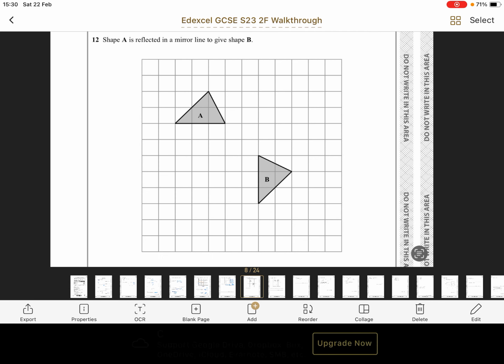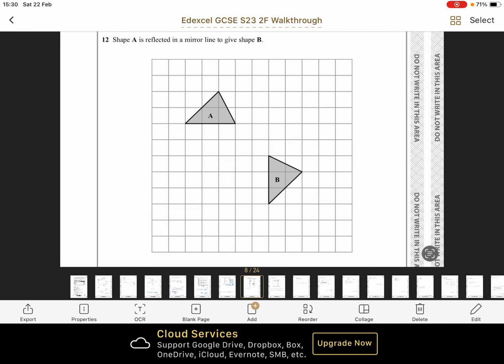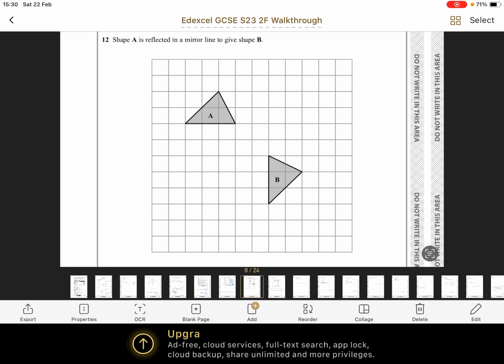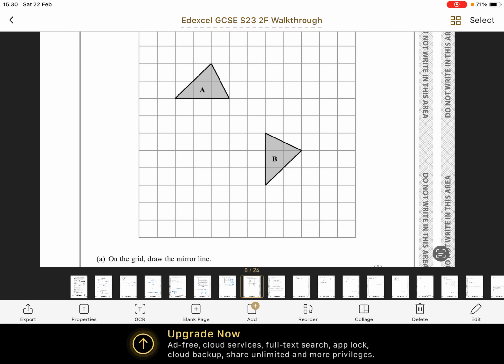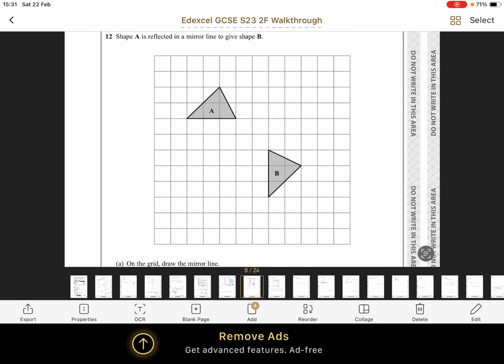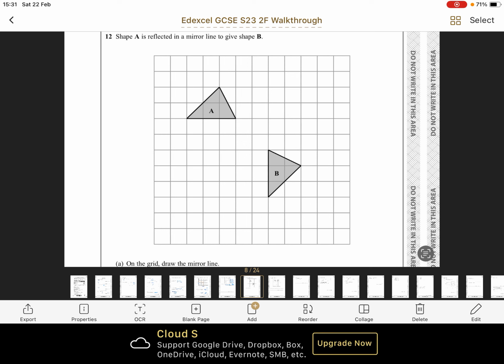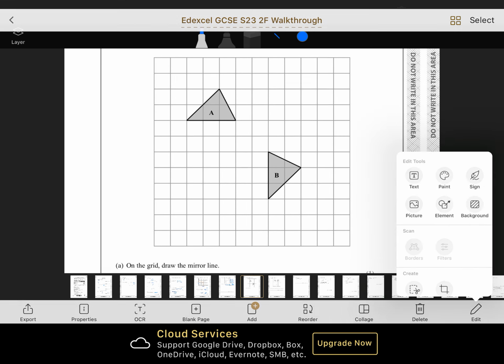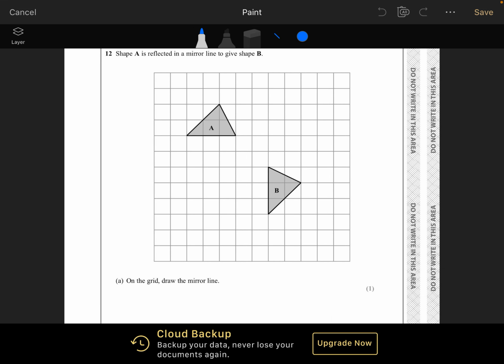Question 12. A shape is reflected in a mirror line to give shape B, and it's asking us to draw the mirror line. On the grid, draw the mirror line. So we've got to decide what it's been reflected through. So you probably need to put your ruler on and try and work it out. Now I would say that this corner here corresponds with this corner here.